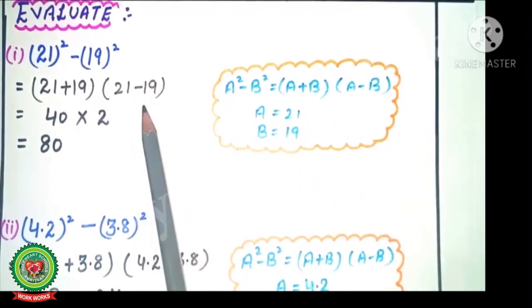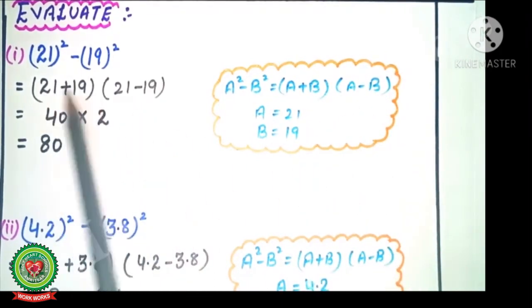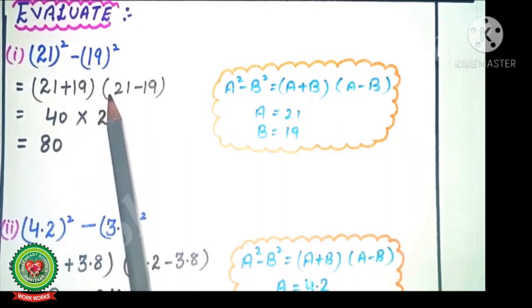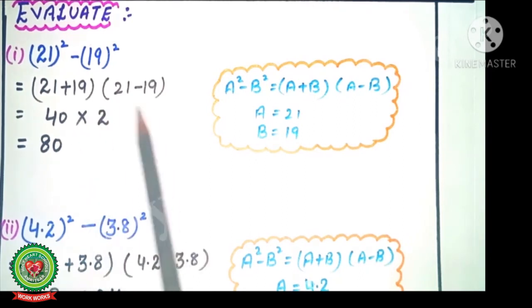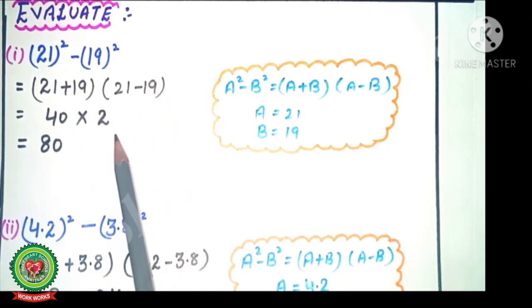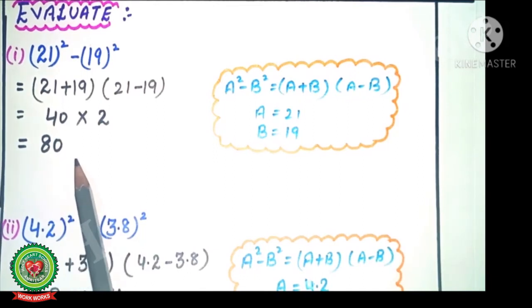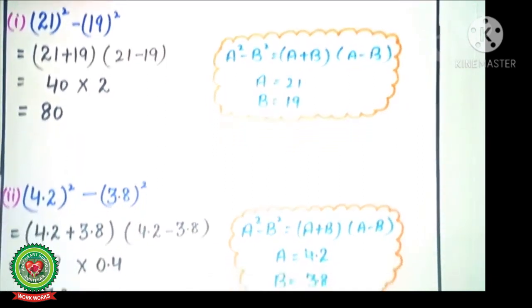When we add them, we will get 40 into... There is no sign between these two brackets. That means there is a sign of multiplication. And 21 minus 19 will be 2. So 40 into 2 will be 80. So here we got the answer, right? Now let's take another example.